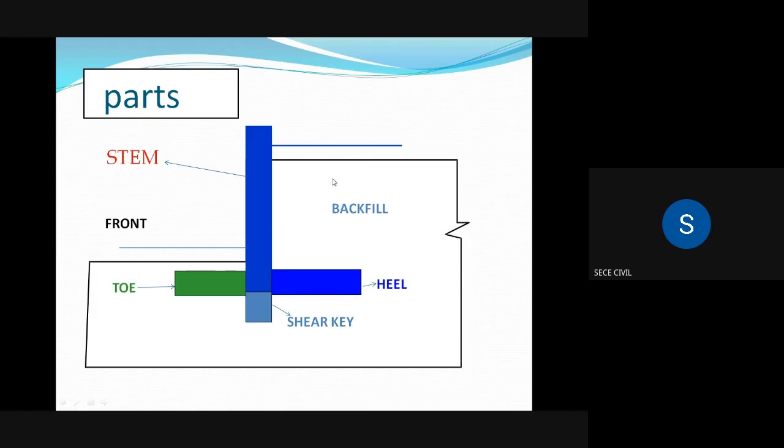So this is the backside portion. The landfill on the backside portion is termed as the backfill, and this is the front side portion of the retaining wall. The slab on the front side is termed as toe, and the slab on the right side, that is backside, is termed as heel, and shear key. It is optional, but if we provide a shear key, it has advantages. The largest part of the structure in a retaining wall is termed as stem.